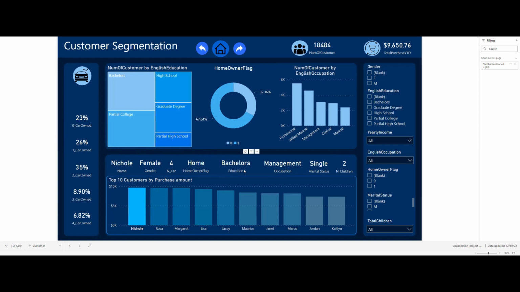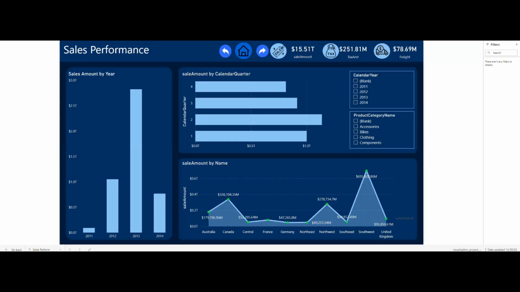In a shocking, surprising way, Nicola is female and owns four cars. It means she has a home, a bachelor degree, works in management, and is single, but she has two children. It's kind of weird. So it's good to see and interact, and we can also use the slicer by yearly income and so on. Now let's go to the next one.